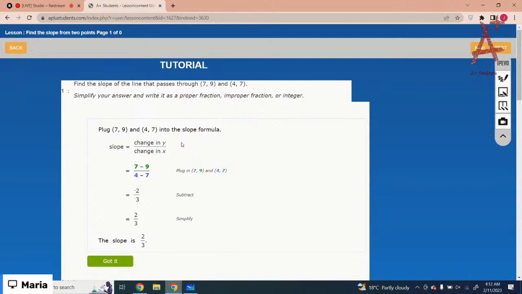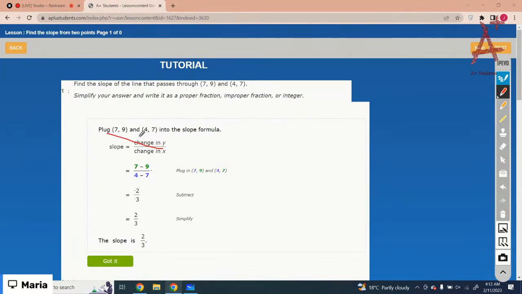The 2 points given are 7, 9 and 4, 7. So you have to calculate the slope by using the formula that is change in y divided by change in x. So just subtract their y coordinates, 7 take away 9, and then the x, 4 take away 7. So 7 take away 9 is negative 2 and 4 take away 7 is negative 3. So just remove the negative signs, it would be 2 over 3. So that means the slope of these 2 points is 2 over 3. Got it?